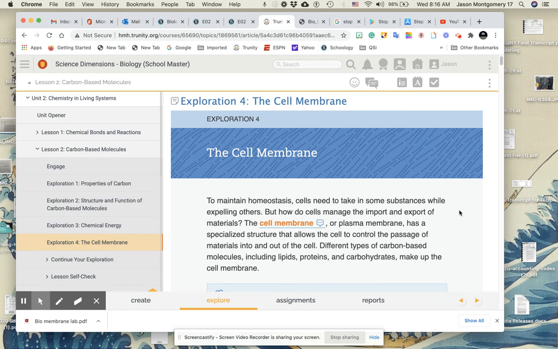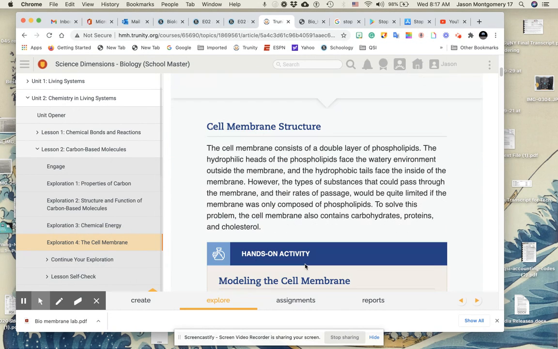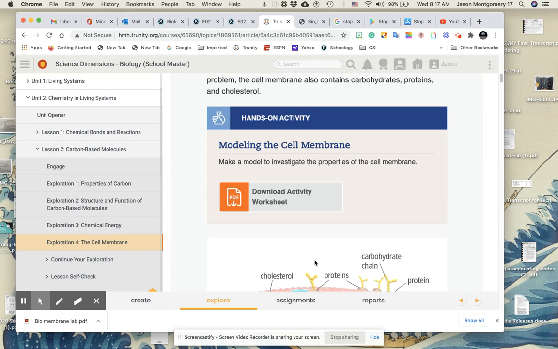You have the choice. One of the most important functions of the cell is to maintain homeostasis, as we've learned before. In order to do that, the cell has to get stuff into and out of the cell. It does so by manipulating what's called the cell membrane, or in some cases, the plasma membrane. It has some specialized structures that allow the cell to control the passage of materials into and out of the cell. Different types of carbon-based molecules, including lipids, proteins, and carbohydrates, make up the cell membrane, which we saw in a previous lesson.